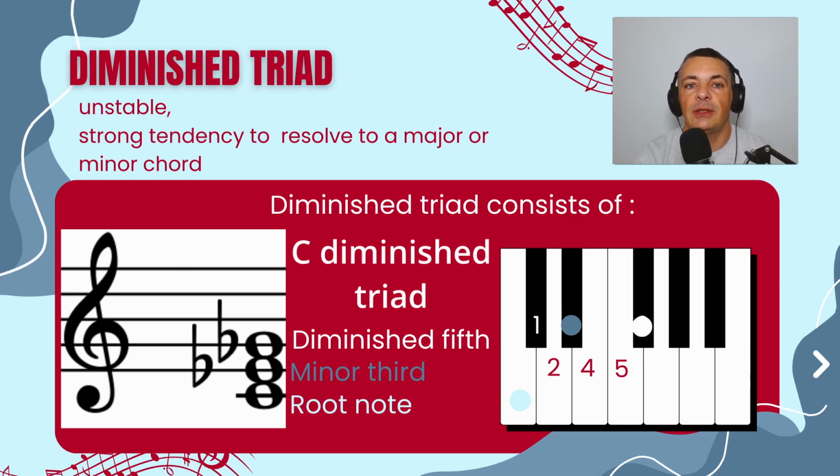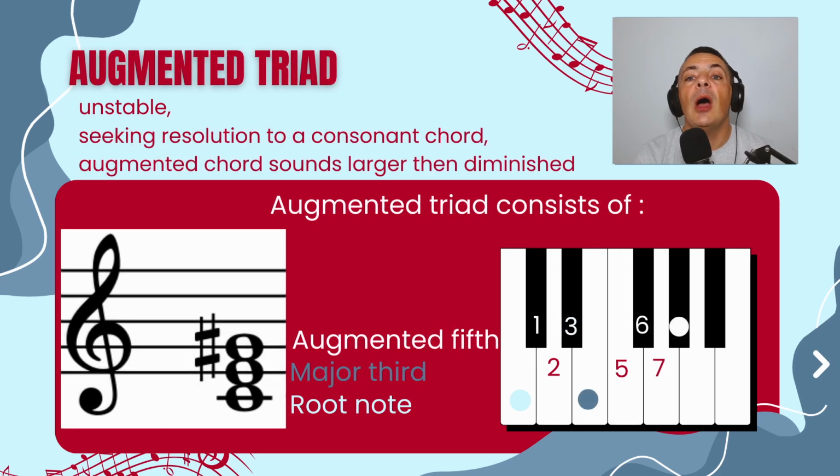The last type of triad we'll discuss is the augmented triad. It is also unstable, seeking resolution to a consonant chord. The difference between diminished and augmented chord is that the augmented chord sounds, well, somehow larger, I would say. An augmented chord consists of the root note, let's take C as the root, a major third, which we know is E from the C note, and an augmented fifth.